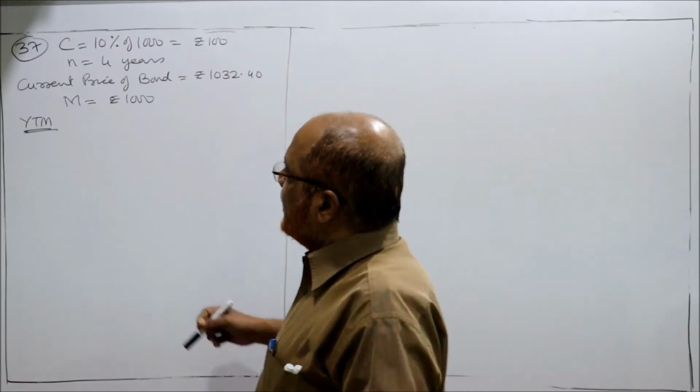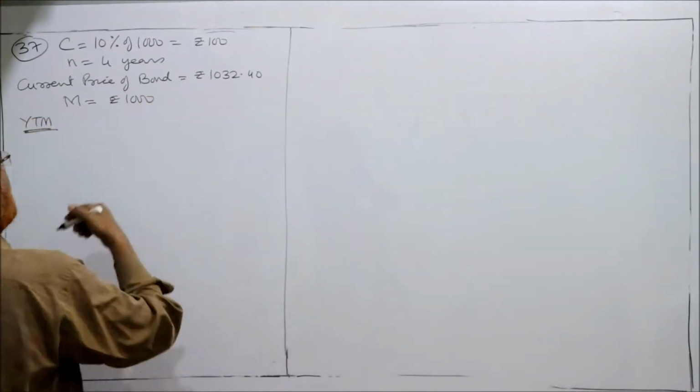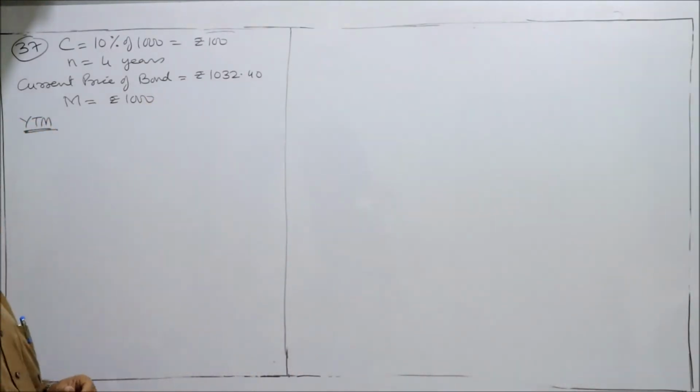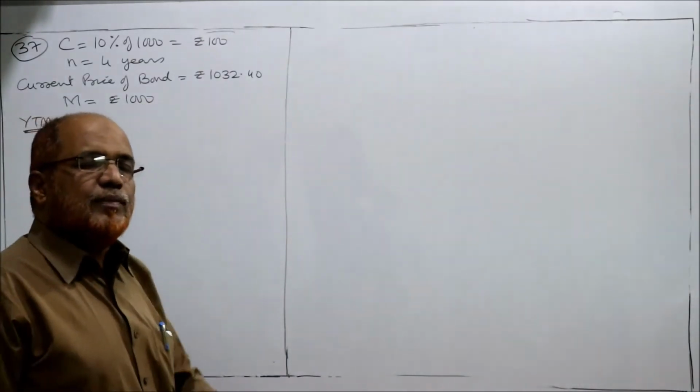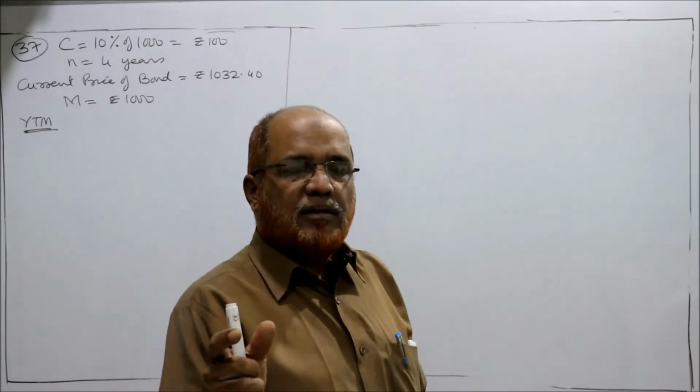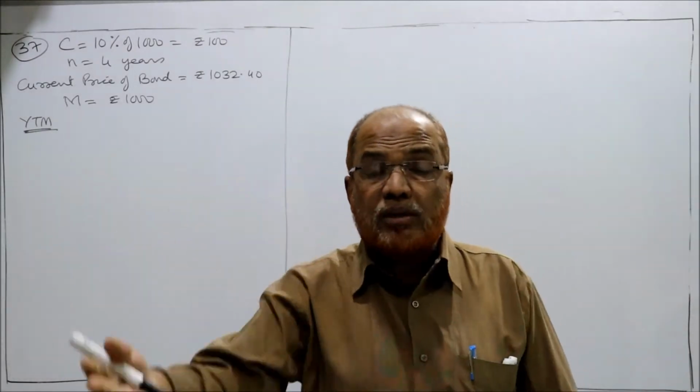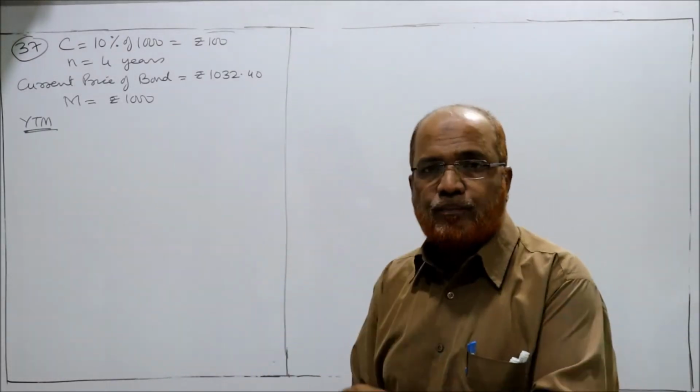Here we can compare the current price. The current bond price is 1032. Market price is 1032. But the face value of the bond is 1000. So in the market, the value of the bond is more than coupon rate, more than face value.